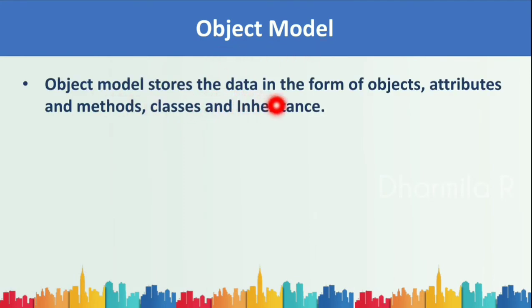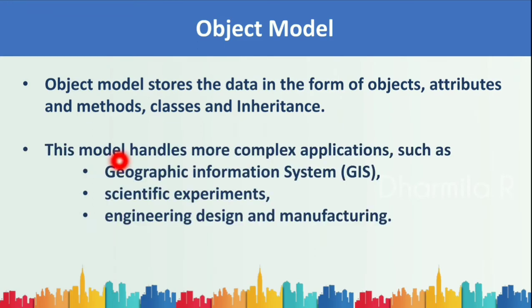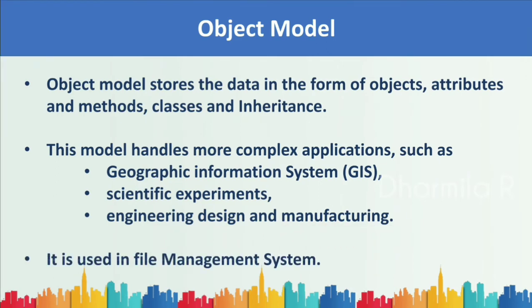Object model stores the data in the form of objects, attributes, methods, classes and inheritance. This method handles more complex applications such as geographical information systems, scientific experiments, engineering design and manufacturing. And it is used in file management systems. So on the whole, this object model provides a clear modular structure and it is easy to maintain and modify the existing code. So let's see it with an example.